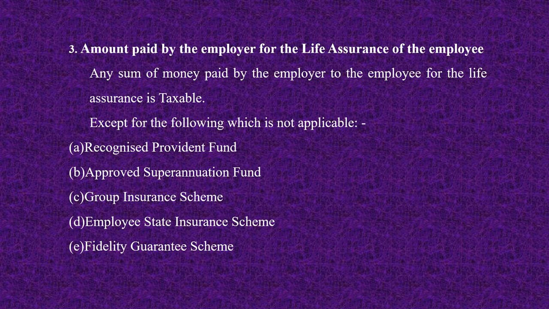The third type is the amount paid by the employer for the life assurance of the employee. If any sum of money is paid by the employer for the life assurance that the employee has taken, then that amount will be taxable. There are a few exception cases here, like recognized provident fund or approved superannuation fund, group insurance scheme, employee state insurance scheme, and fidelity guarantee scheme. All these are exception cases when it comes to payment of the life insurance policy of the employee.